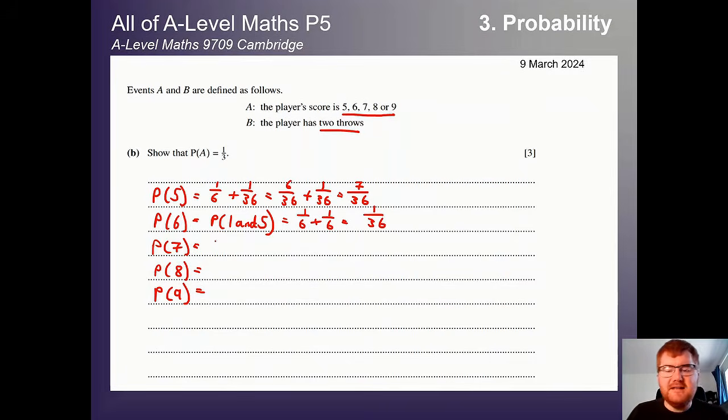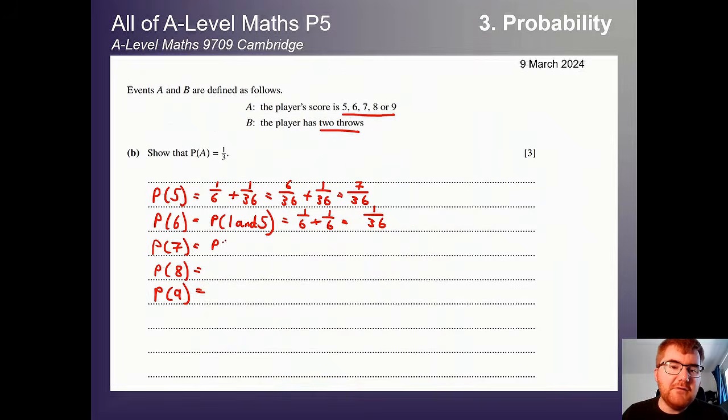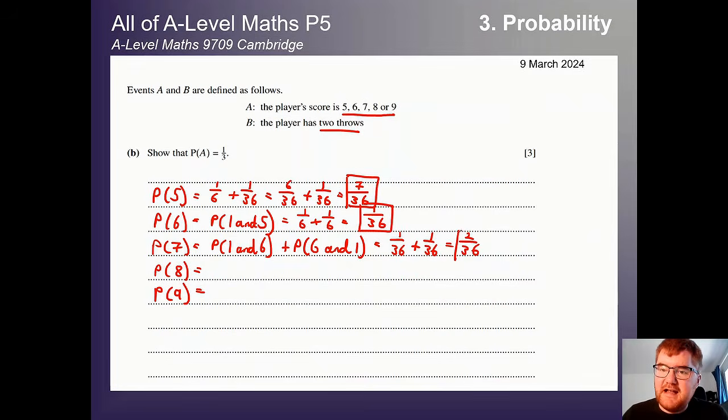Then we're on to the probability of a 7. Got to be careful here. There are two ways we can do this. We've got 1 and 6 and also 6 and 1. So we need to work out the probability of 1 and 6 and then add that to the probability of 6 and 1. That will give us 1 out of 36 plus 1 out of 36. That's 2 out of 36. I'm going to put these answers in boxes because we're going to be adding those right at the end.